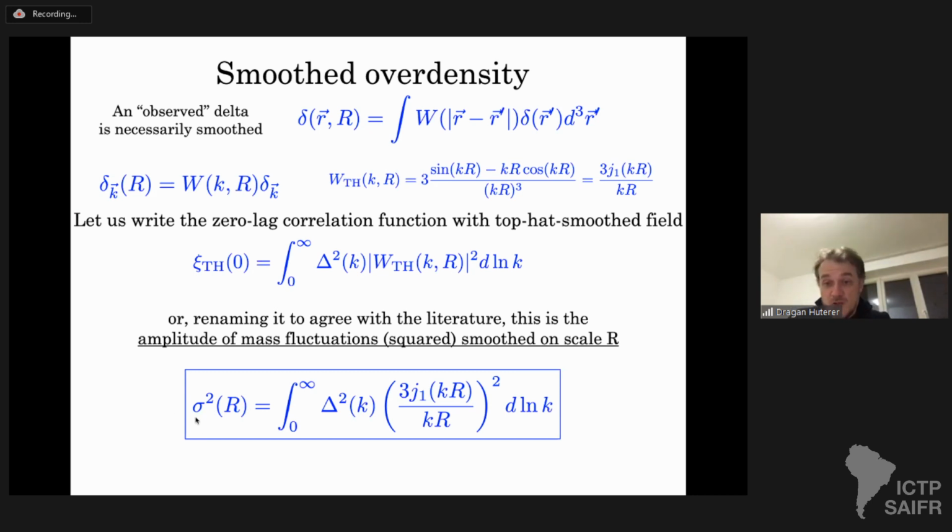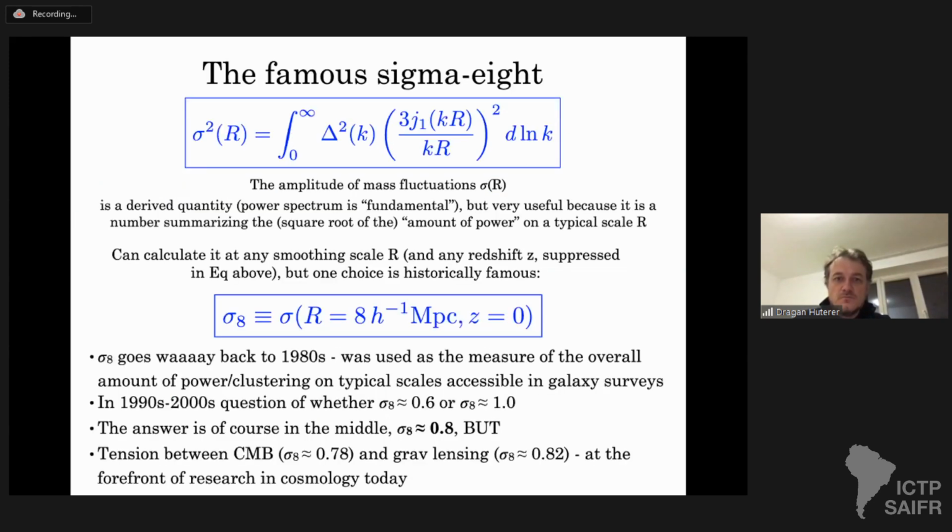It's very important because this is one of the key quantities in cosmology. This is called the amplitude of mass fluctuations, and in this case, it's squared. Its special case is when capital R is, for historical reasons, 8 in our favorite units, h-inverse megaparsecs. So 8 h-inverse megaparsecs at redshift of 0. This depends on z because you have a choice of what z you put in for the power spectrum. That's called sigma 8. This is one of the most famous quantities in cosmology.